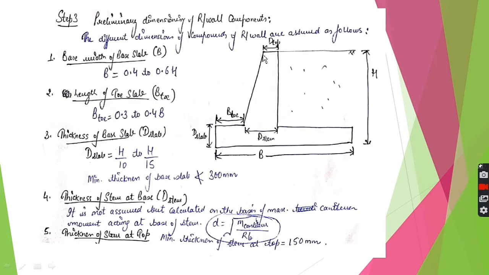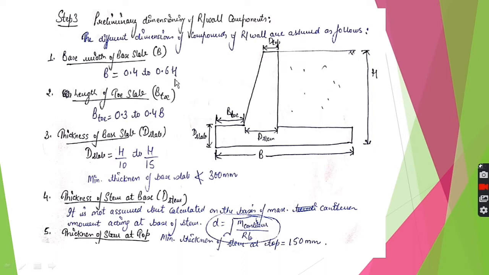You have to decide the dimensions of the stem, that is the thickness of the stem here and here, and the dimensions of the base slab, that is its width and its thickness, etc. So the base width of the base slab B is assumed to be 0.5 to 0.6 h. We have calculated this h. This is the base parameter on the basis of which every dimension will be decided. So B will be between 0.4 to 0.6 h.